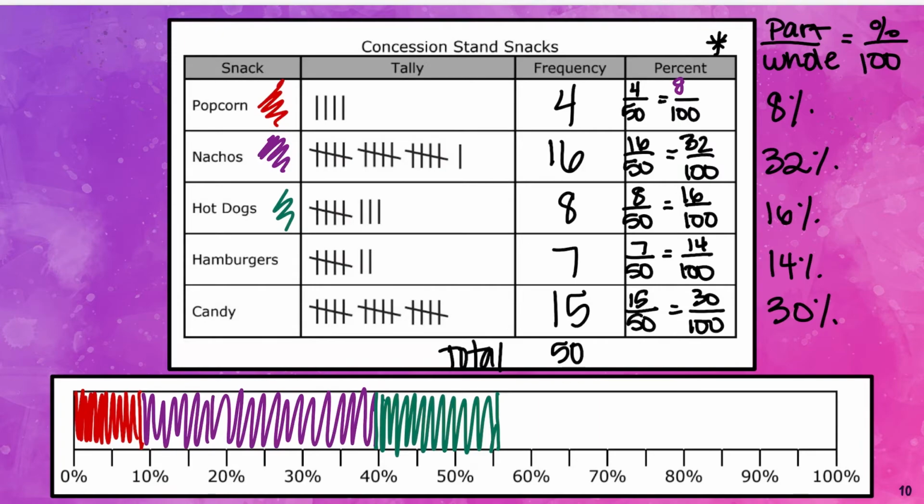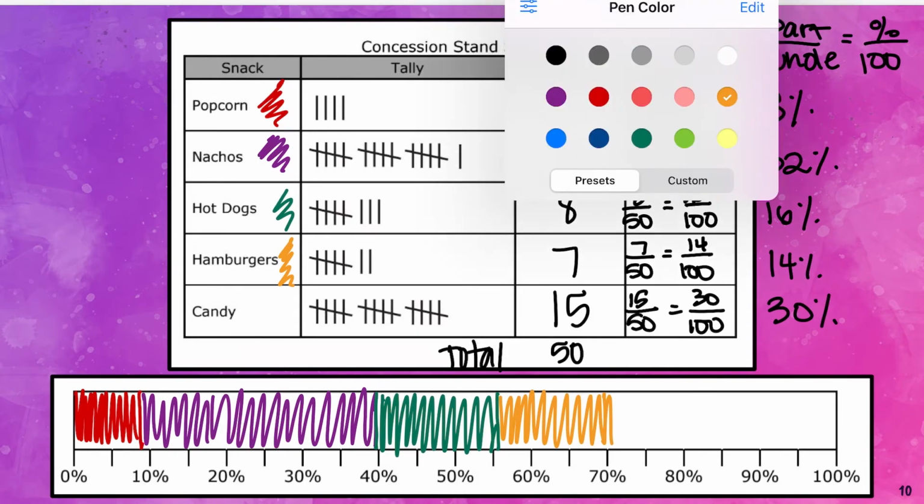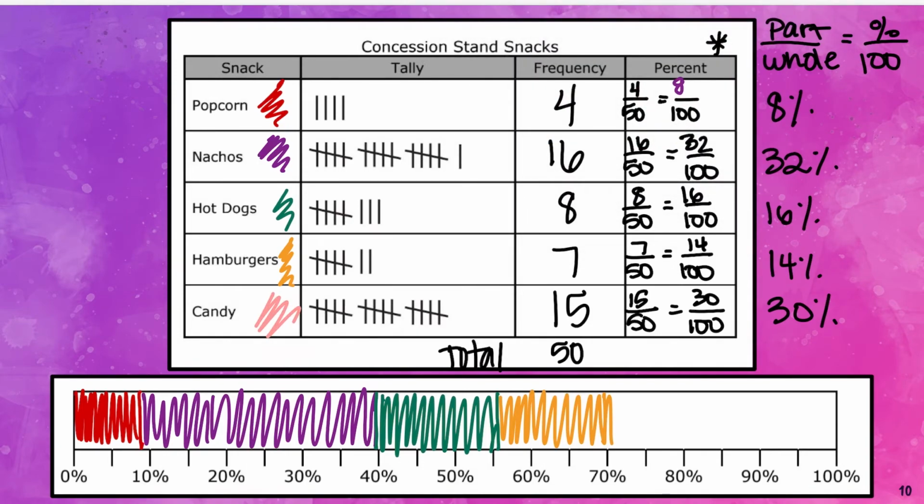And notice I'm using a key when I'm making my colors so that it helps me understand which color represents what snack. Our hamburgers are 14%. So if I'm starting off at 56% and I'm adding 14%, that takes me to 70%. And then lastly, our candy, if I'm starting at 70%, then adding on the additional 30 should take me all the way to the whole, which is 100%.